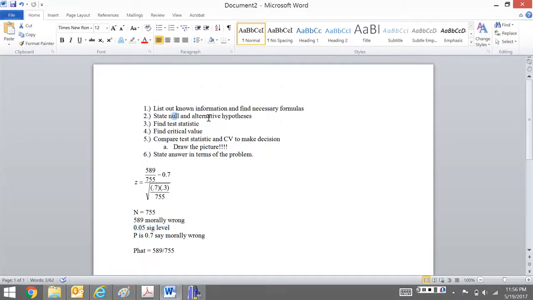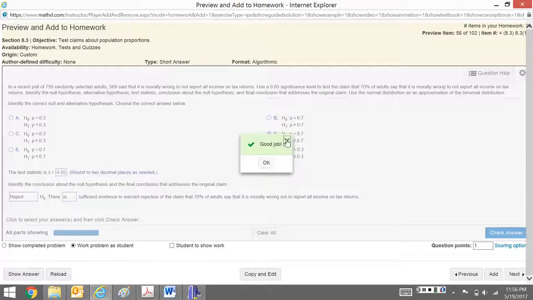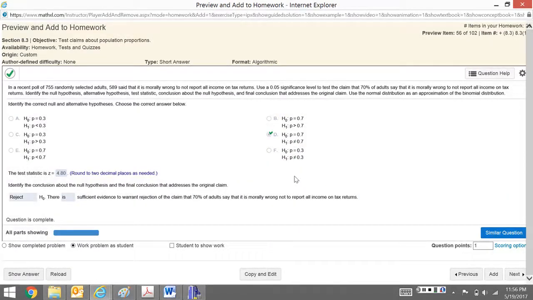So did we do all our steps? Well, yes, we stated those. We got those. We found the test statistic. We found our critical value. We compared them with our picture. That gave us our decision, which was reject. And then this final statement here is our restatement of what it means. So let's check our answer. And we got it right. Don't we feel good? I always like being told good job.